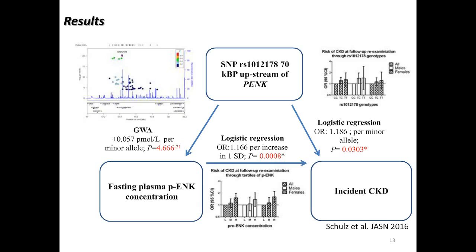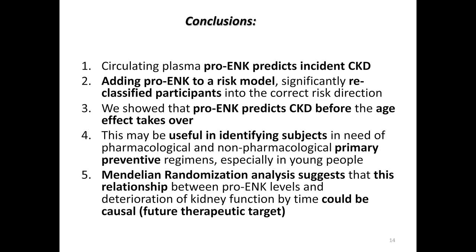And what we found was that the genetic elevation of proenkephalin was significantly related to the risk of chronic kidney disease. So this is strong evidence that not only can we use proenkephalin as a predictor of chronic kidney disease, it's also likely to be causally related to chronic kidney disease, because otherwise the genetic component wouldn't be related to disease incidence.